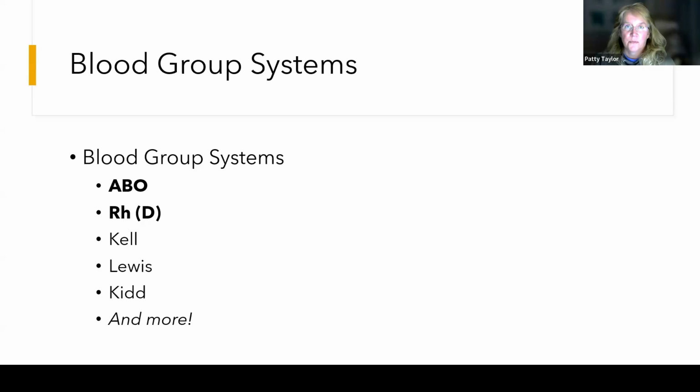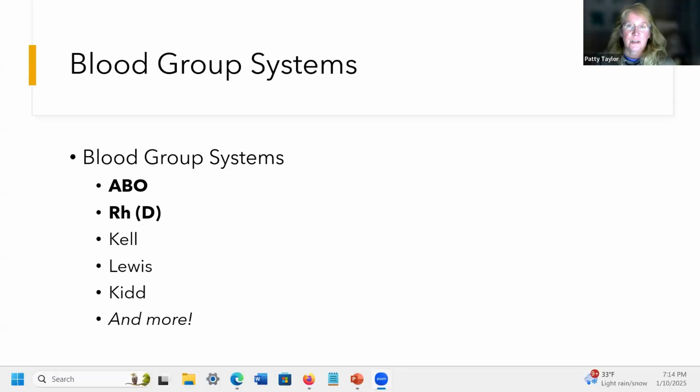So first off, blood groups, there's a number of them. We're going to discuss the ABO blood group and the Rh or D blood group. But there's actually about 30 or more different blood groups, so we're only going to be focusing on just those two.